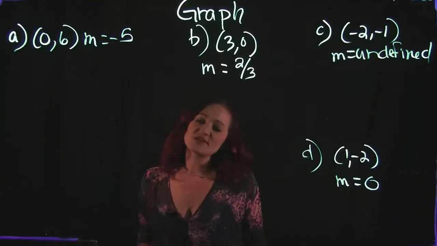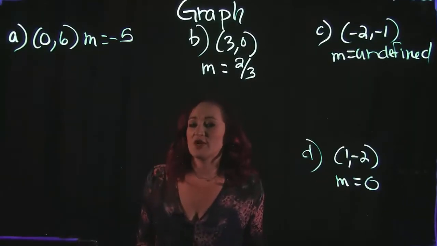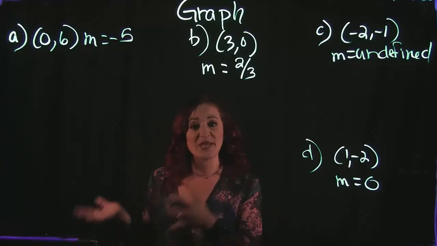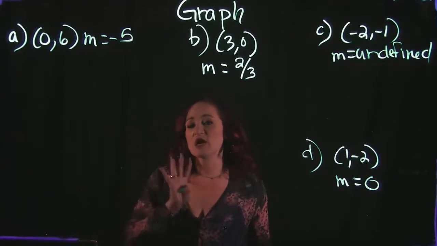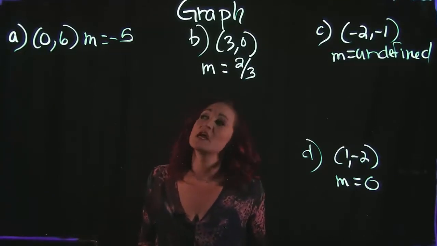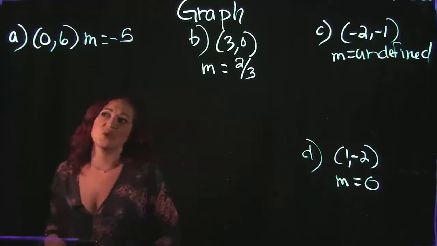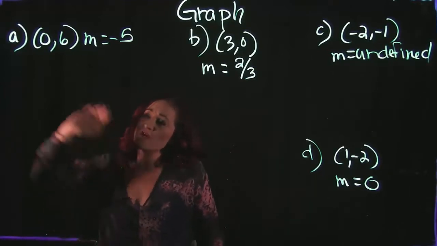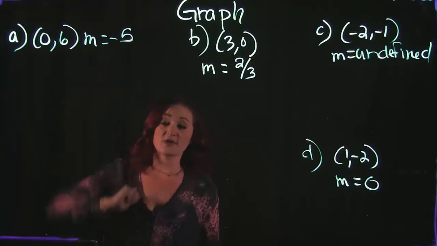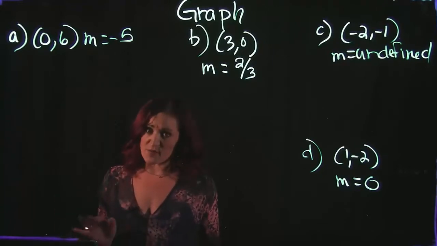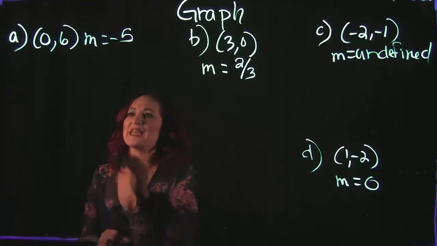Hey guys, this video is going to focus on how to graph a linear equation when you're given a point and a slope. So we're going to be talking about 4 different examples today. So let's jump straight into example A. For example A, we're given a point and a slope. And as long as you have a point and a slope, you can graph any line.